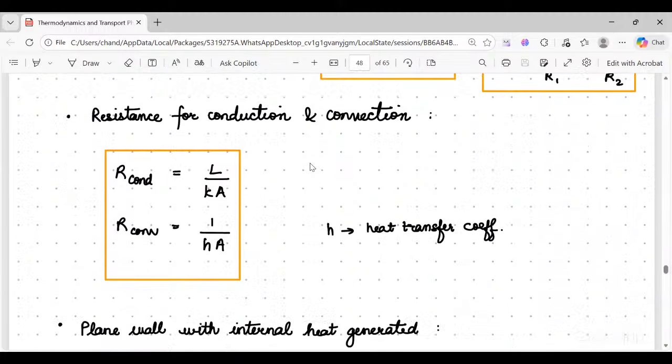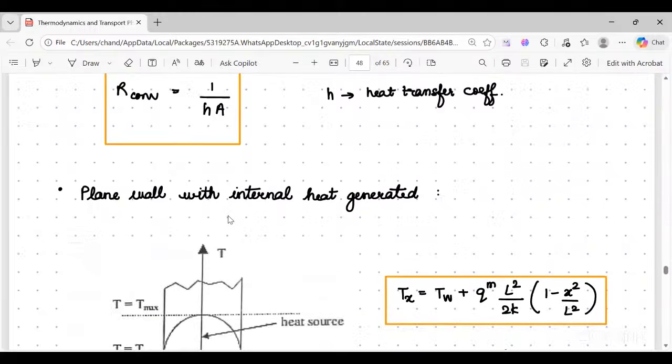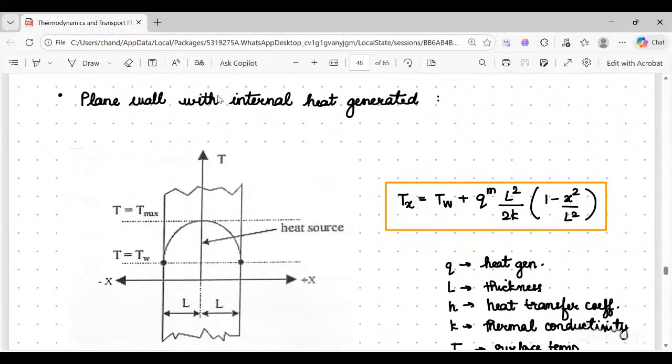So resistance for conduction, resistance for convection. You can write conductive resistance as L by KA. You can write convection resistance as 1 by hA, where h is the heat transfer coefficient. Now, plane wall with internal heat generation. You have a plane wall, and maximum heat will be at the center. Whenever you see a very hot billet, the temperature will be maximum at the center because dissipation from there is very difficult, but from the surface dissipation is very easy. So the surface temperature will cool down faster than the temperature at the midpoint.